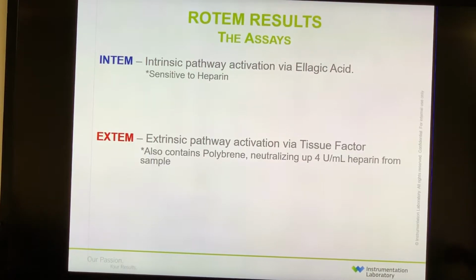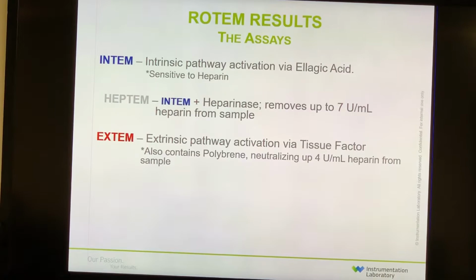Intem's going to be most sensitive to heparin because there's nothing in there to neutralize heparin. Everything else has something in it to neutralize heparin. So the assay designed to be used in combination with Intem is Heptem. So Heptem has ellagic acid as activator and heparinase to neutralize up to 7 units. Intem to Heptem, that assay combination really was more or less designed for use in cardiac situations.